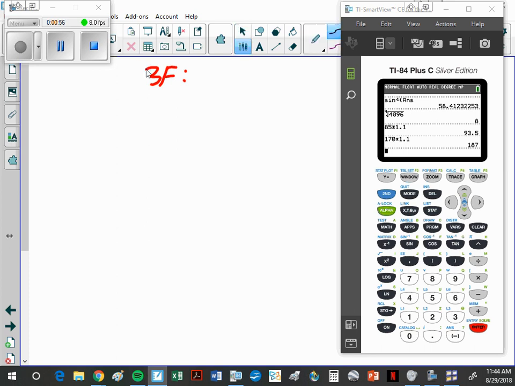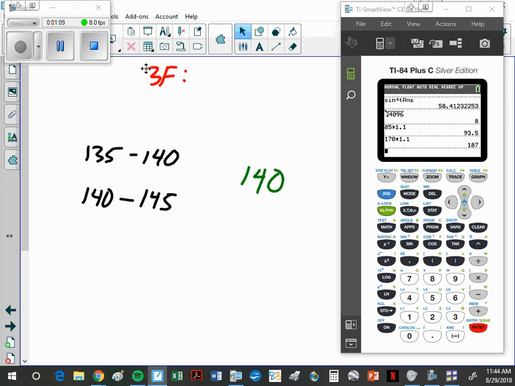So I have the class interval 135 to 140, and then 140 to 145. And 140 belongs to which one of those? The bottom one. Because it said bracket, parenthesis. Bracket, parenthesis. Right? And that's a mathematical term. They don't do that in statistics, but it makes sense to you guys. Right? Which one it belongs to.